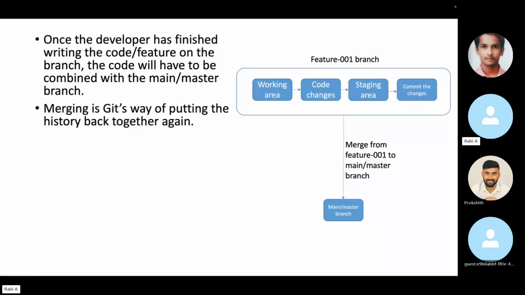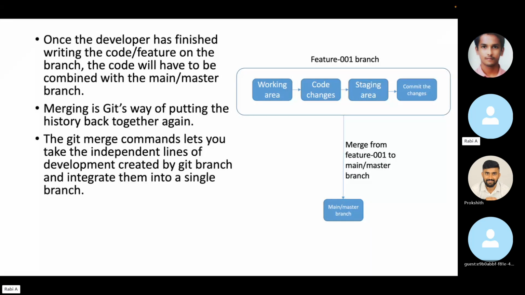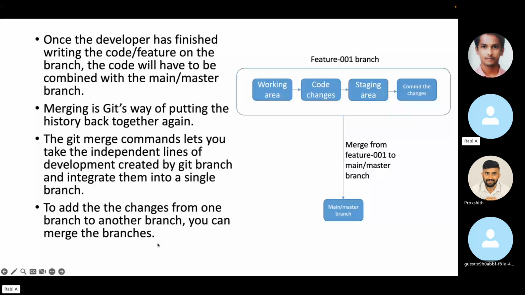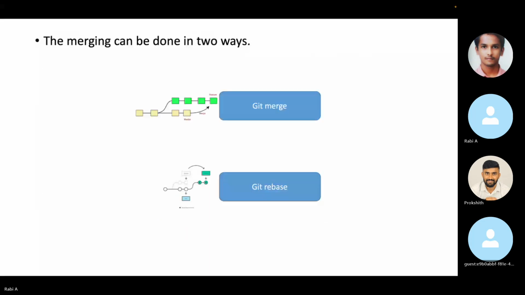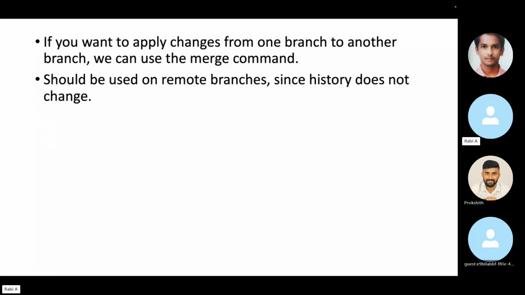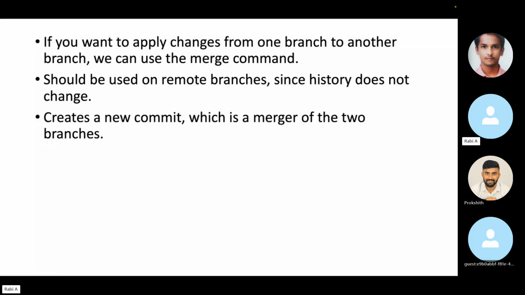The git merge command lets you take the independent lines of development created by git branch and integrate them into a single branch. To add the changes from one branch to another branch, you can merge the branches. The example that we saw in the last session is what you can do. Merging can be done in two ways: you can use git merge and you can use git rebase. So we have two options. The git merge: if you want to apply the change from one branch to another branch, we can use the git merge command. It should be used on remote branches since history does not change, and it creates a new commit, which is a merger of the two branches.